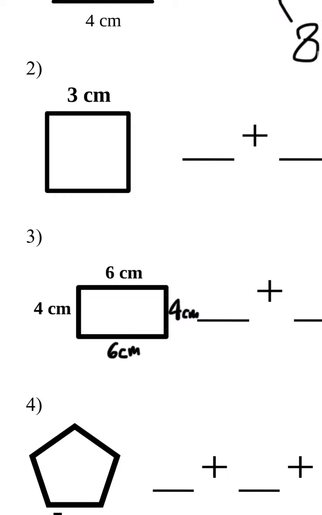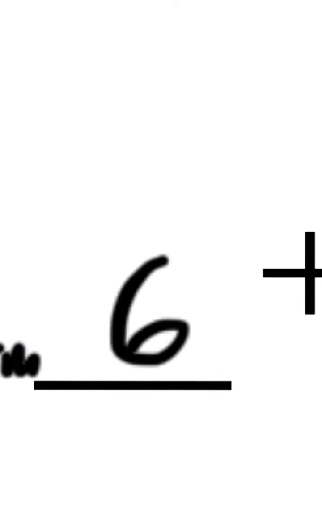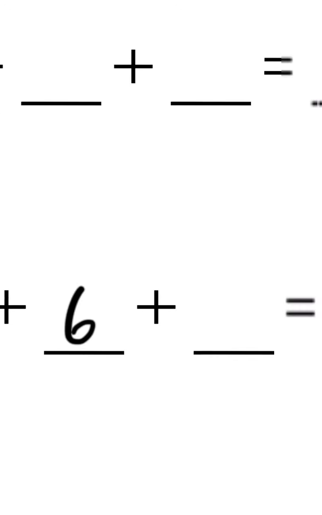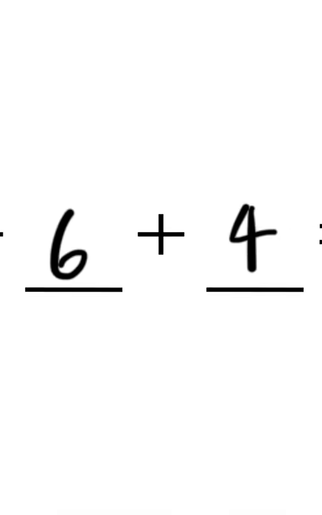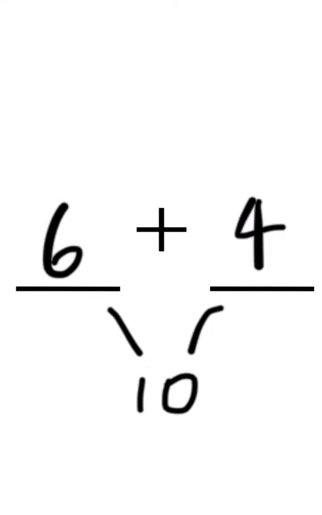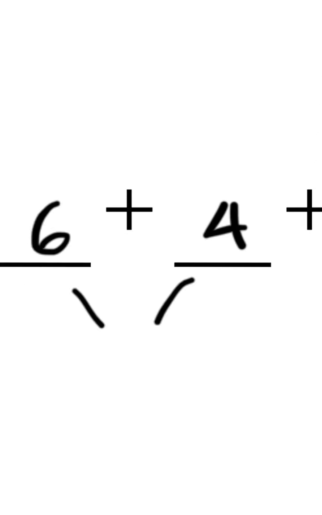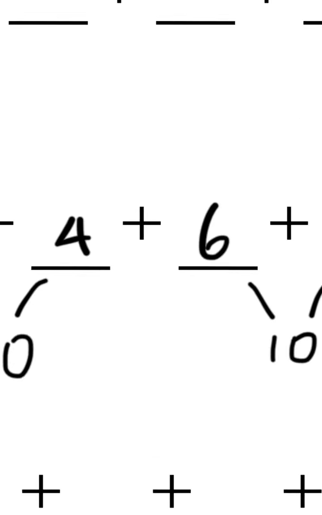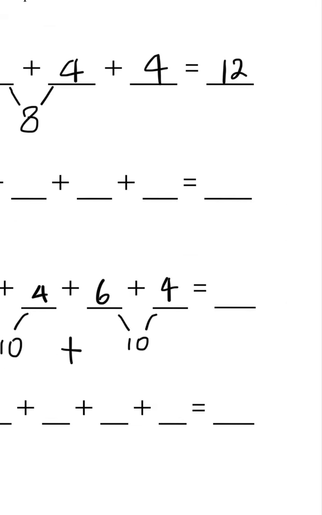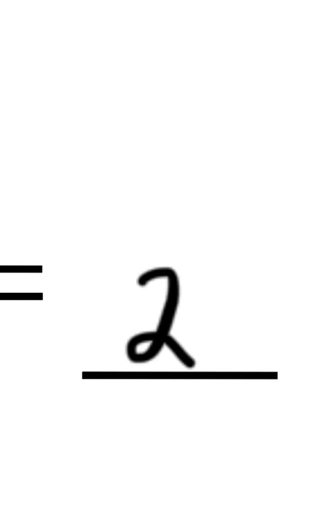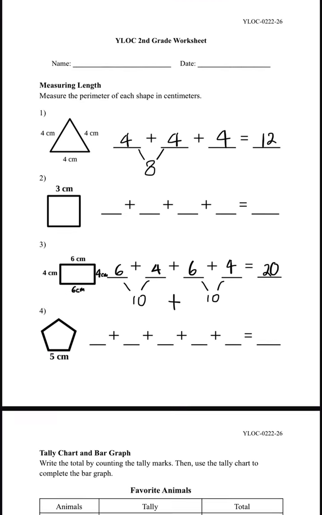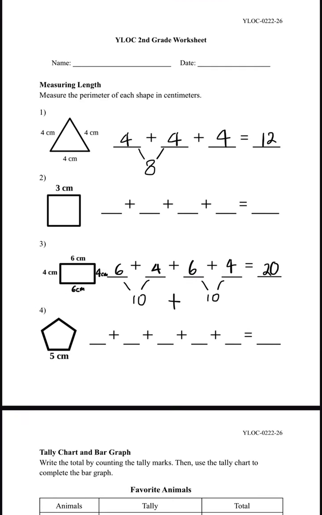So 6 plus 4 plus 6 plus 4. 6 plus 4 is 10, and again 6 plus 4 is 10. Then now if you add 2 tens, then it is 20. So 20 is the answer for number 3.